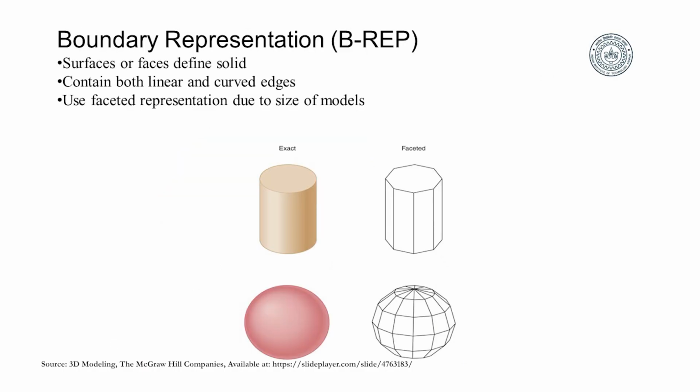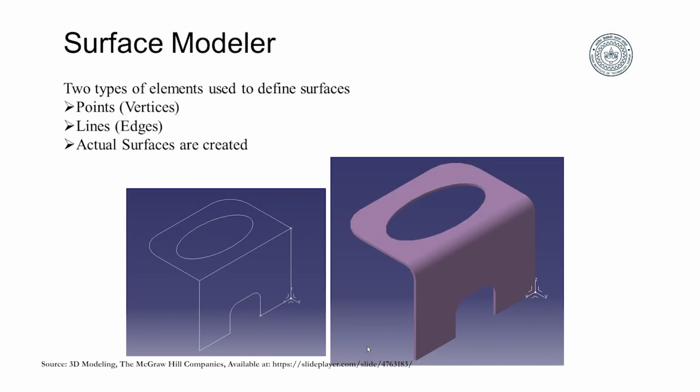The other representation that these CAD packages use is boundary representation. In boundary representation, you use the surfaces or faces to define the solid. These surfaces or faces contain both linear and curved edges. You can see linear edges here and curved edges here. You use these boundary representations to model your 3D objects. There are also surface modelers like CATIA. Again, they use points and lines to create actual surfaces. You can see this surface created in a surface modeler.